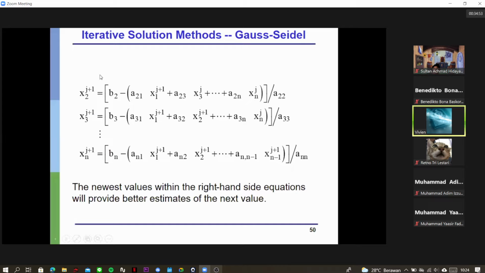and so on. So we see here that when we calculate x3, x1 and x2 have already been calculated, so we can use them directly. While the others, which are not calculated yet, will be taken from the previous iteration, and so on, up to xn. When we calculate xn, all of the values of x here are already calculated, so they will be taken from the updated values.